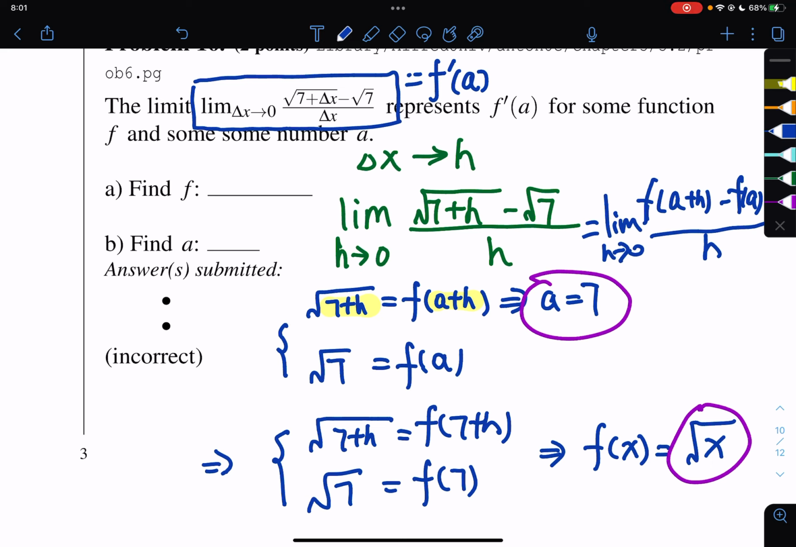So you technically have different ways to answer this question. You could have had a being 6 and f of x being square root of x plus 1. Mathematically, it's going to be equivalent, but we only look for the simplest expression. So I would have square root of x here, and I would have 7 here to be the final answer.